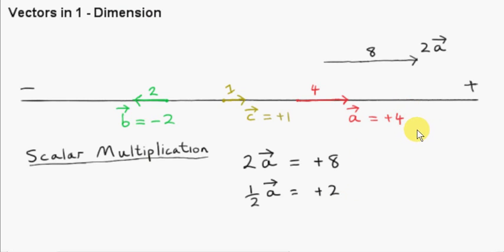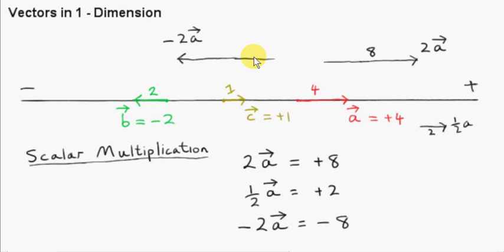So I'll try to show that over here. So half A looks something like this. Its magnitude is 2. Now we can also consider multiplication by a negative scalar. Let's suppose that we take vector A and multiply it by minus 2. Now this gives us the vector minus 8. So this is a vector that points in a direction opposite to vector A. So here it is. Its magnitude is the same as 2A.